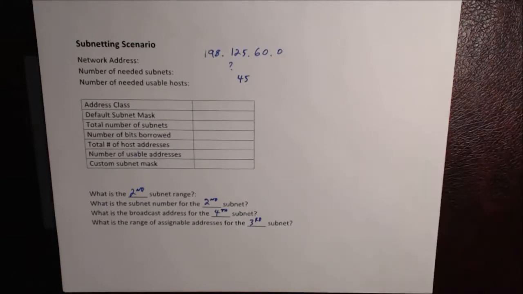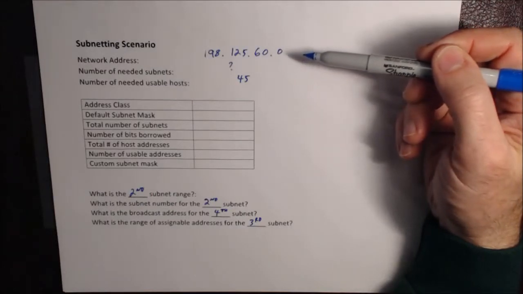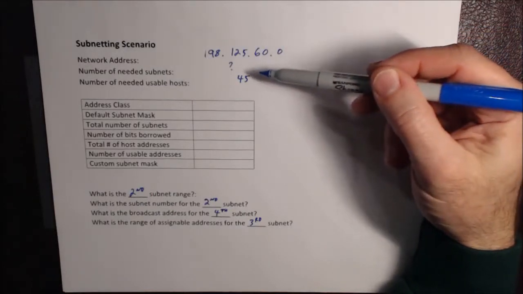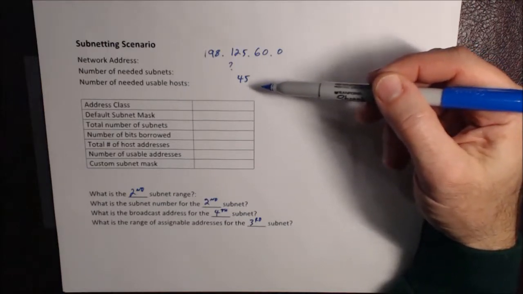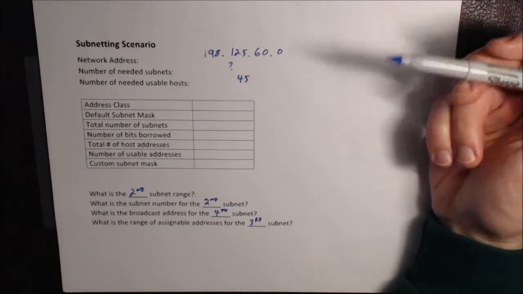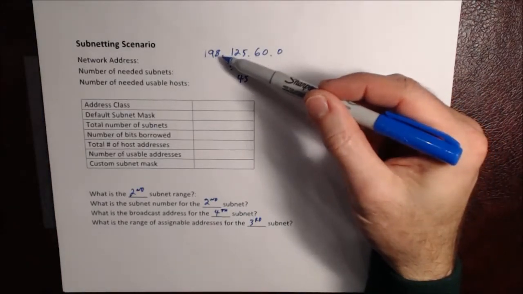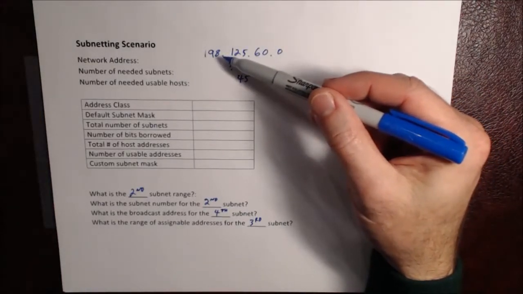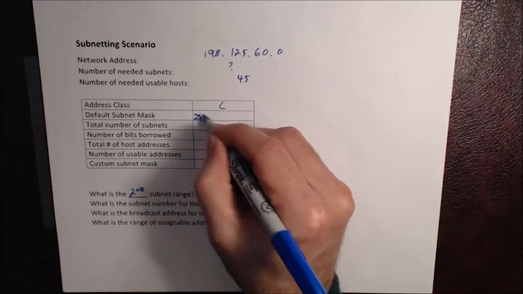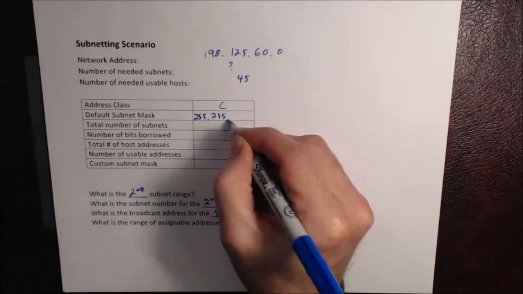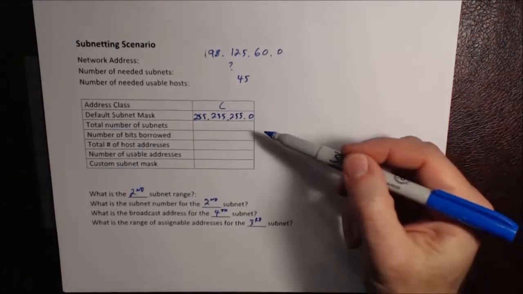So in this scenario, we're given this information. We're given the network address of 198.125.60.0. We are not told the number of needed subnets, so we'll have to figure that out. And we're told that the number of needed usable hosts for each subnet is 45. So for sure we know that this is a Class C network because the first octet is between 192 and 223. Our default subnet mask is 255.255.255.0.